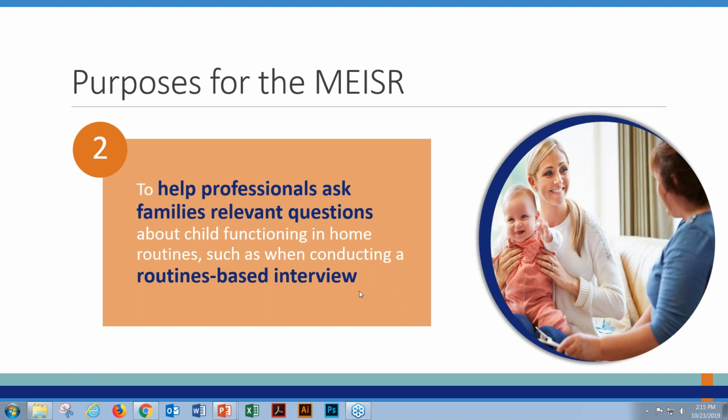Naomi, do you want to add anything to that? No, I think the point of having a second interviewer can be really helpful, and also having the family complete it prior to the routines-based interview really does provide them with an opportunity to begin to get a better sense of what the routines-based interview is going to be about as well. Mm-hmm. Yeah. Okay, good. Next slide, please.